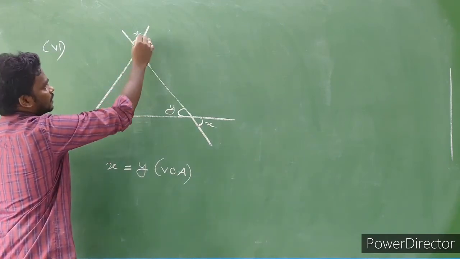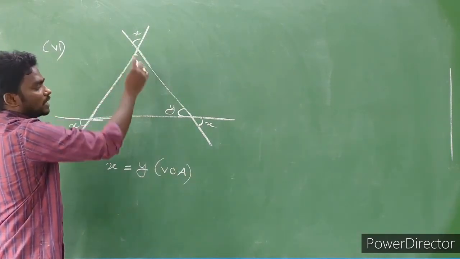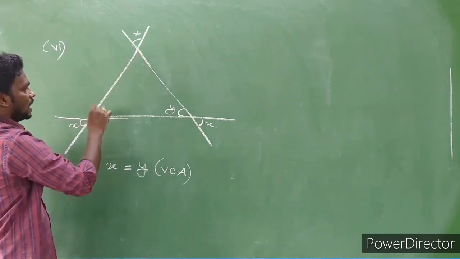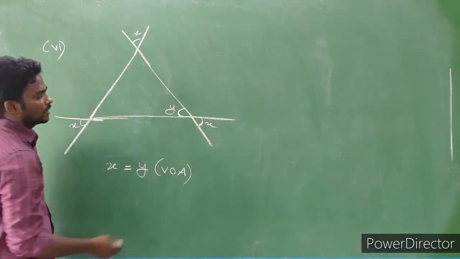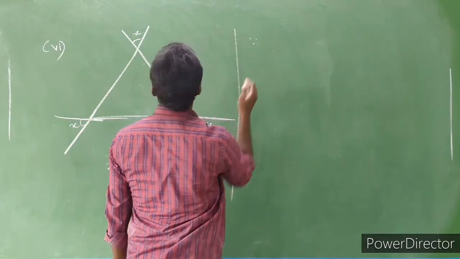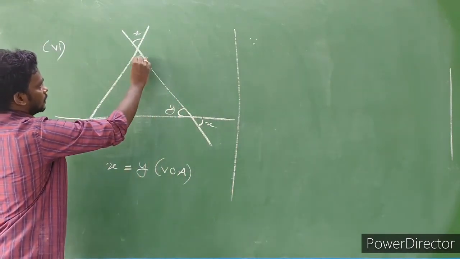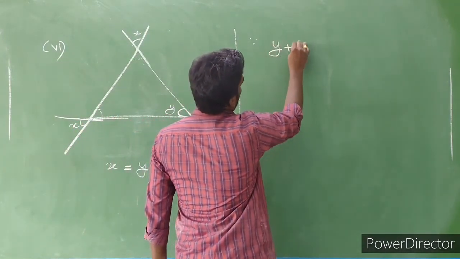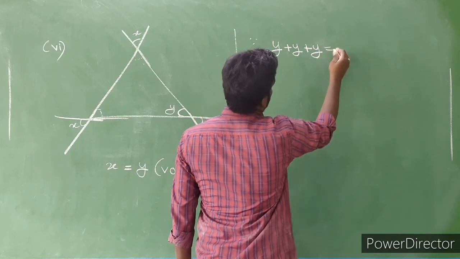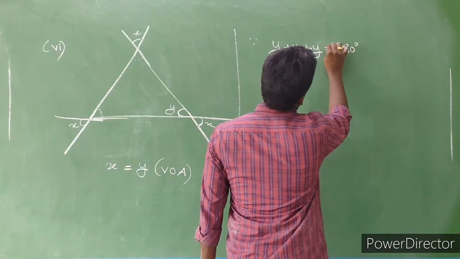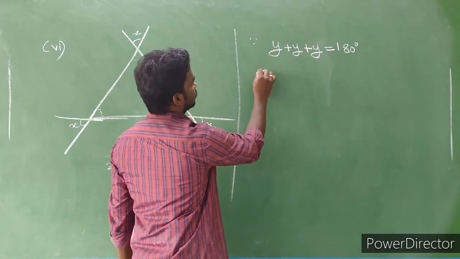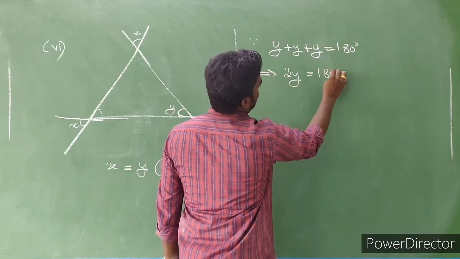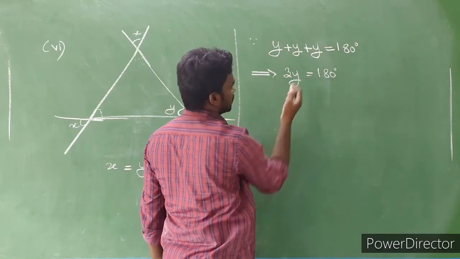So here x is given, which means the opposite angle is also y. X and y are vertically opposite angles. Here also y, here also y. So y plus y plus y is equal to 180 degrees, that means the sum of the three interior angles of a triangle. Which implies 3y is equal to 180 degrees, since y plus y plus y is 3y.